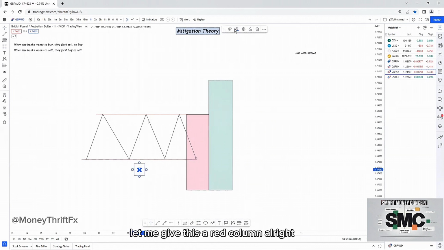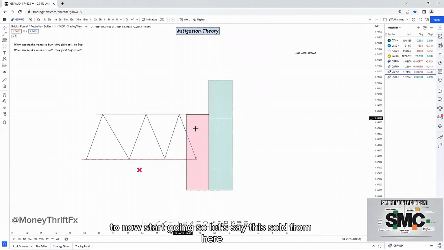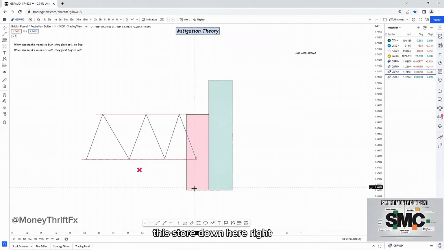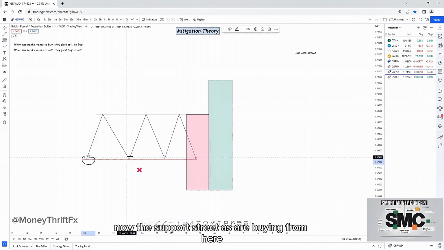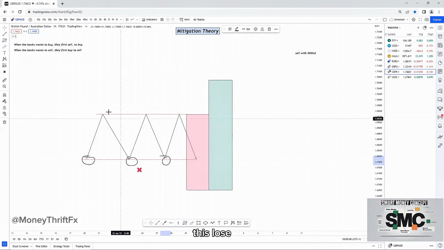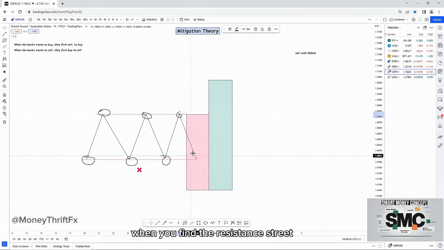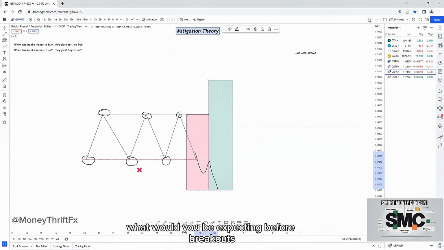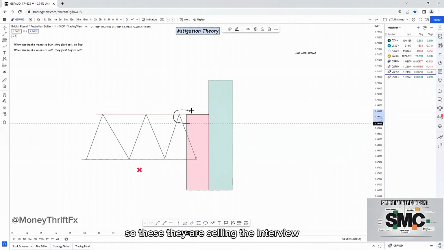Let me give this a red color. They'll first of all sell to capture liquidity below here, to then start going. So let's say they sold from here, down here, with the aim of capturing liquidity and also making some people, like support and resistance traders. The support traders are buying from these lows, whereas resistance traders are selling from this particular point. Whenever the resistance traders start selling, they would be expecting a false breakout to begin to take price down, right? Support on resistance.